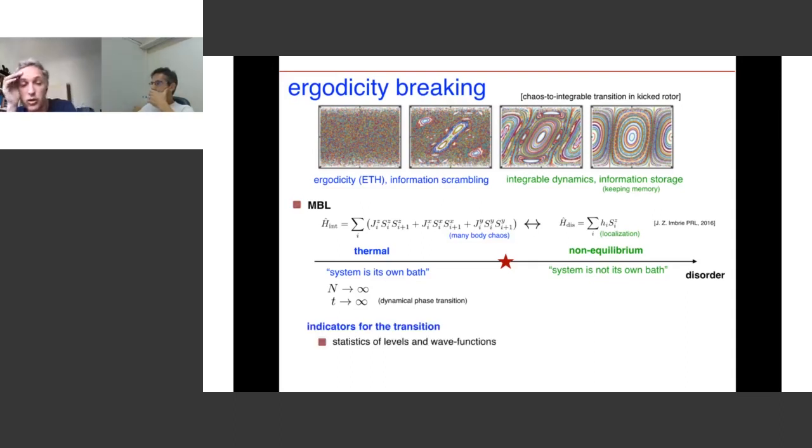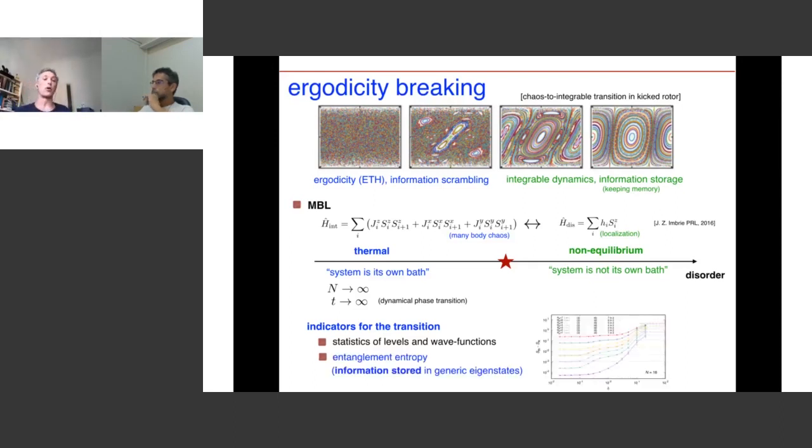So as already mentioned, traditional indicators for the ergodic to non-ergodic transition or the many-body localization transition is the statistics of levels and wave functions. So in the chaotic or the ergodic regime, this statistics should coincide with predictions from random matrix theory, and deviations from that can then be identified with the breaking of ergodicity. But there's also more, let's say, information-based concepts like the entanglement entropy.